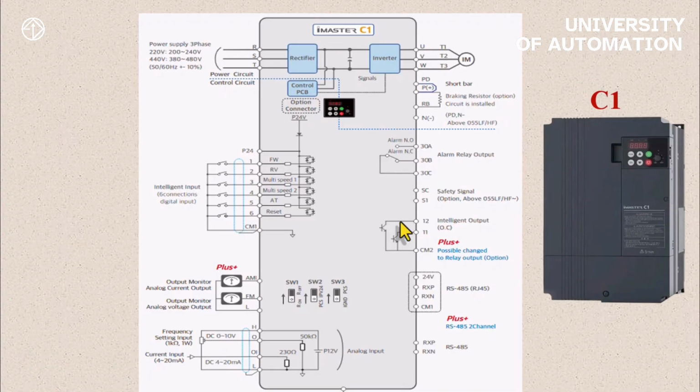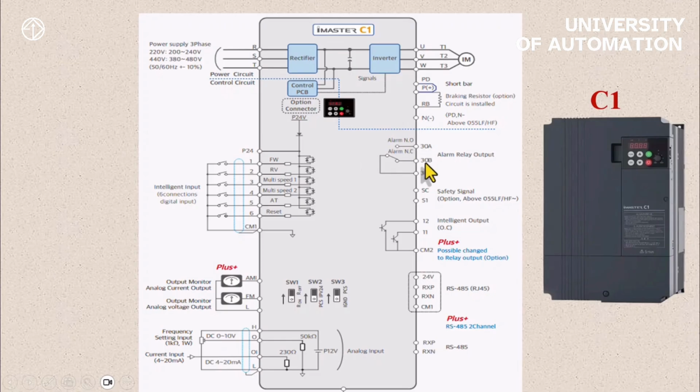But as you can see in the schematic of the C1 iMaster inverter, the input of the inverter is three-phase RST, and the output is UVW. If you want to connect the resistor directly, you can do so. The terminals are P positive and BDC. Your link is P positive and N negative, as you can see.